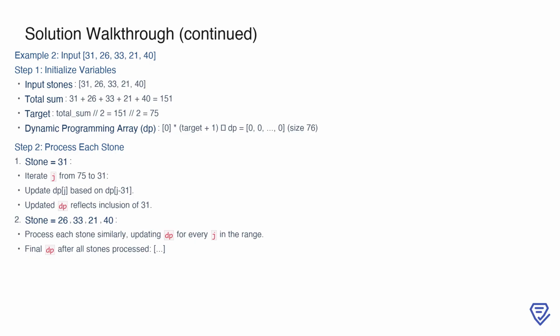Similarly, we process the remaining stones, 26, 33, 21, and 40, one by one. For each stone, we iterate backward from the current target, updating the DP array to include the impact of that stone. By the end of this process, the DP array represents the maximum sums achievable for each capacity up to the target, considering all the stones.